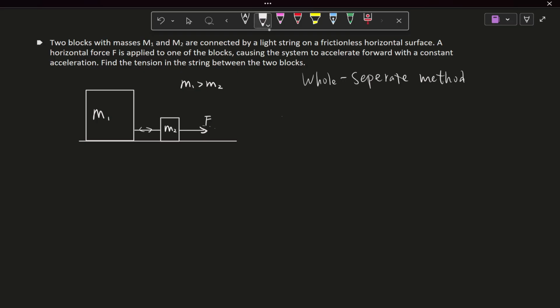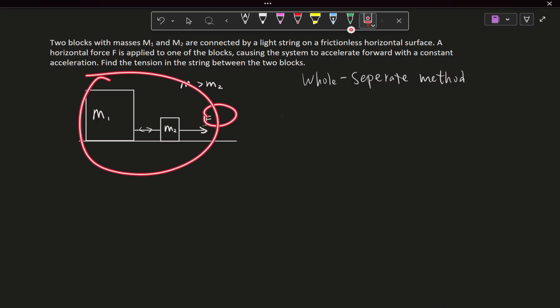If you think this method is a little bit hard to understand literally, after I explain this question, you will feel like, oh my god, this is so easy. So let's begin. First, there's an F over here, right? Causing the entire system to move forward with constant acceleration.